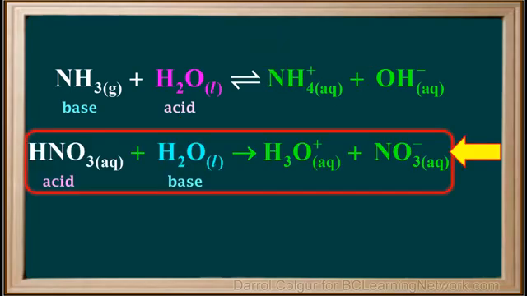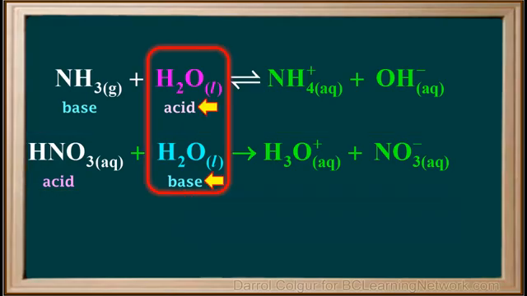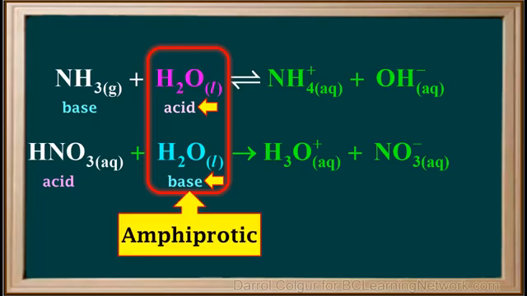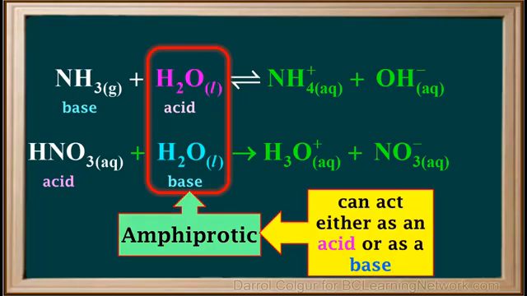Now we'll look at the previous reaction we had in which HNO3 reacts with water. In this reaction, water acted as a base. So we can now see that, depending on what it's reacting with, water can play the role of an acid or the role of a base. Such a species is said to be amphiprotic. An amphiprotic species is one that can act either as an acid or as a base depending on what it's reacting with. Water is one amphiprotic substance.